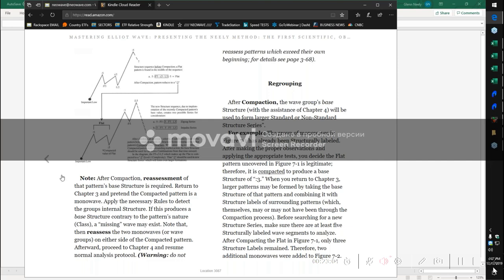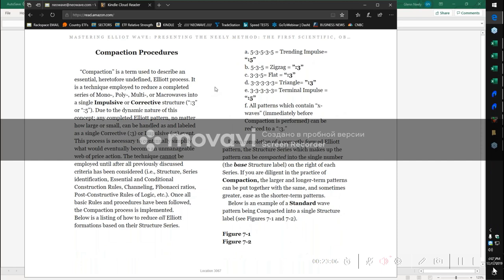Obviously a flat breaks down into, or simplifies into, just a 3. Here's the sequence here. A 5-wave move breaks or compacts into a single 5; zigzags to 3s, flats to 3s, triangles to 3s. A terminal impulse is an impulsive pattern, so it compresses or compacts to a 5.